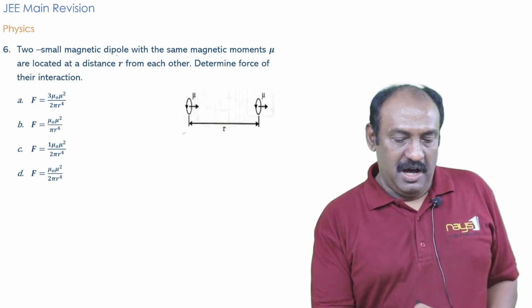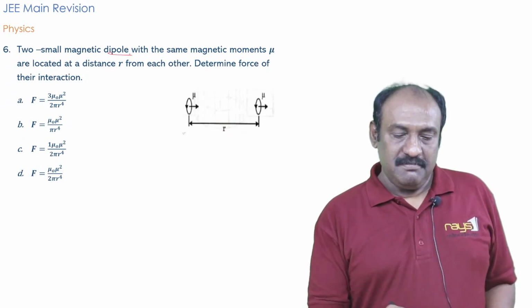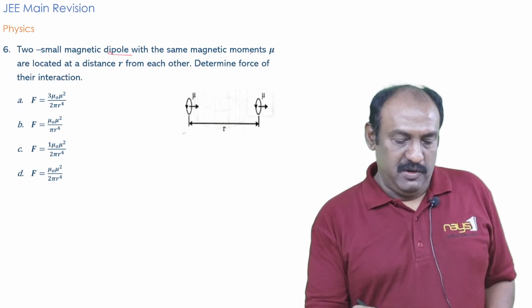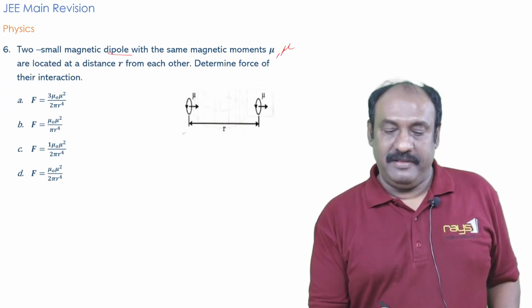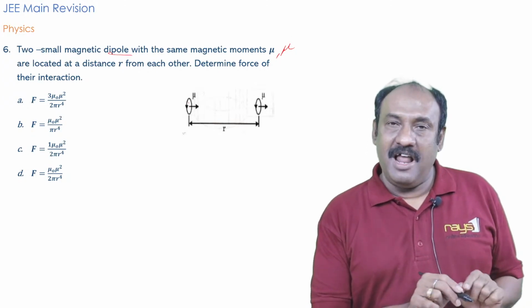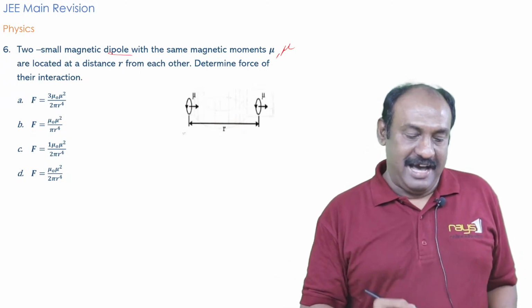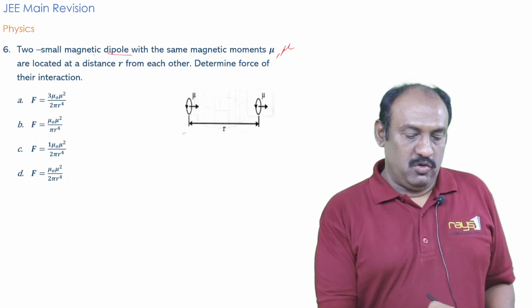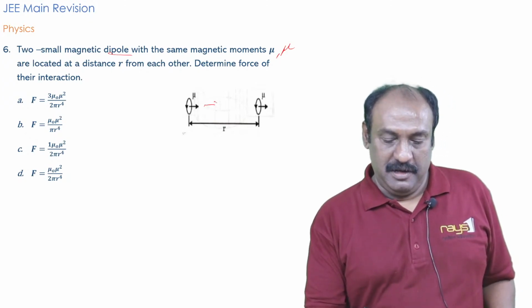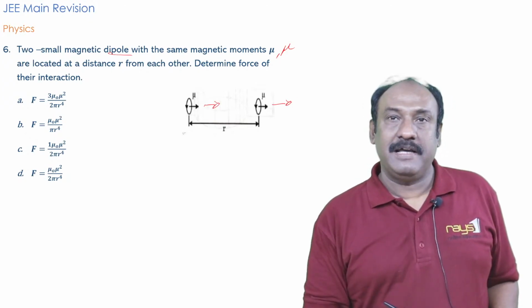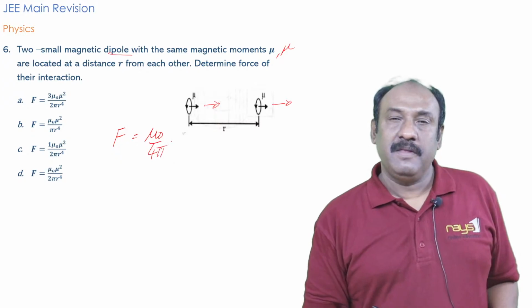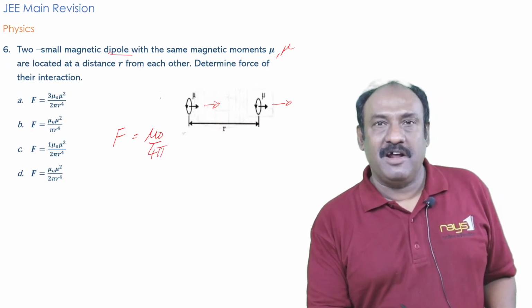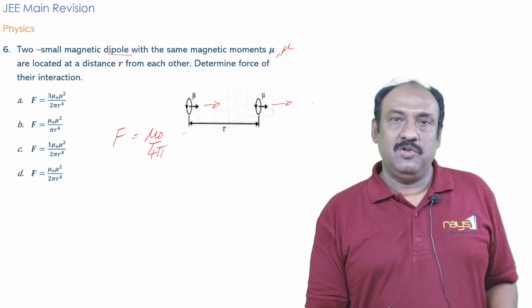Now, two small magnetic dipoles with the same magnetic moments mu and mu are located at a distance. So these magnetic moments are along the axis of the two coils carrying currents. Indirectly, two small magnetic dipoles. So these are mu and mu. So force is equal to mu naught by 4 pi into... these magnetic moments are on the axial line of the two dipoles.